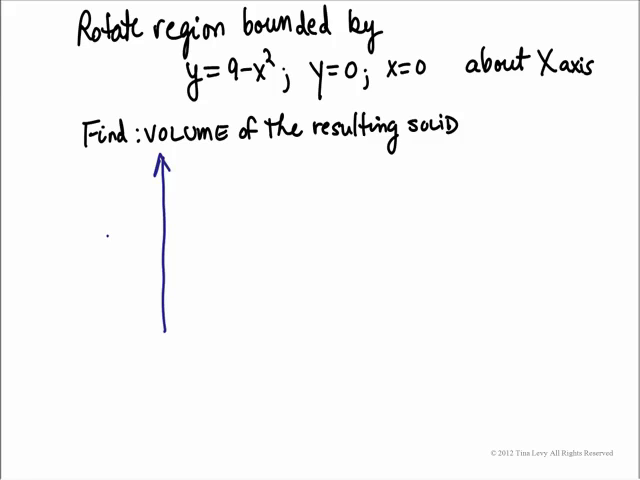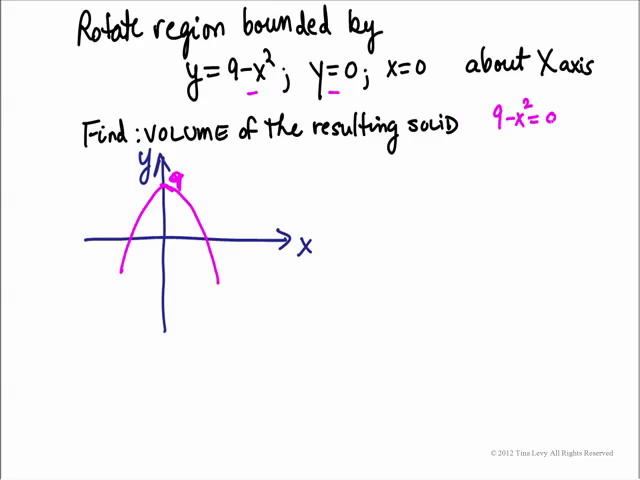Looking at this, I have x and y. I know I have a parabola downward. This isn't going to be to scale quite, but it's going to look something like this. With this one, we know it's going to intersect y equal to 0, so I set 9 minus x squared equal to 0, so x squared is 9. So I know it's going to intersect at plus or minus 3. So we've got negative 3 here, positive 3 here. So we've got this parabola downward.